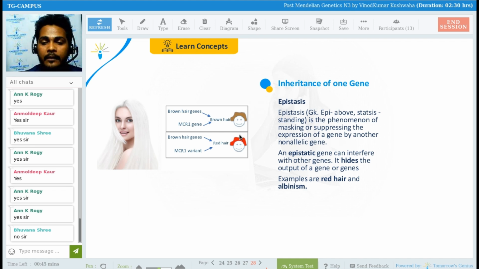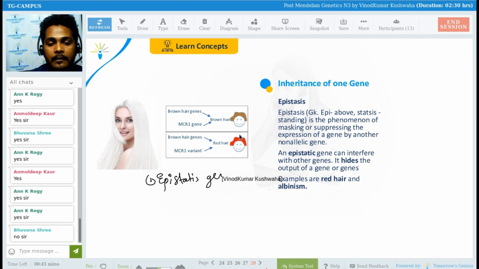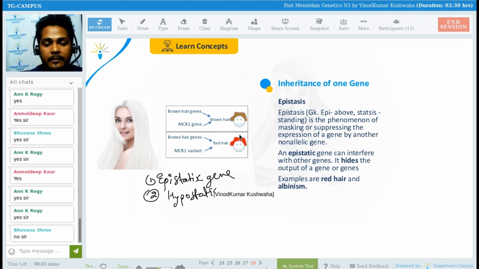Epistasis, let me write here: epistatic gene, then the second one is called the hypostatic gene, and the third one is called hypostasis. Now what are these three different terms?